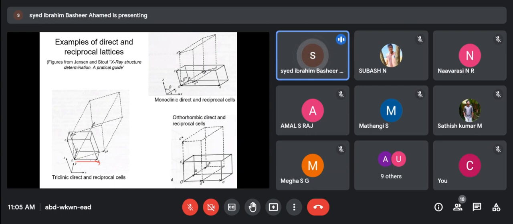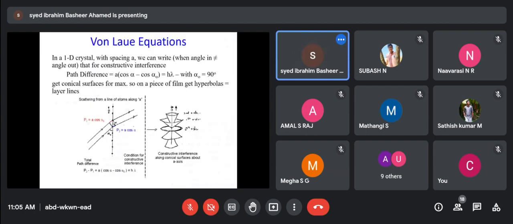The direct lattice looks like a very compressed form, whereas the reciprocal lattice looks like an enlarged form. So it is easier to do mathematical calculations. That's why we are using the reciprocal lattice and converting the relation. In Bragg's law, theta and d are inversely related. In the reciprocal lattice, we are making it a direct relationship, which helps us make the calculation easier.